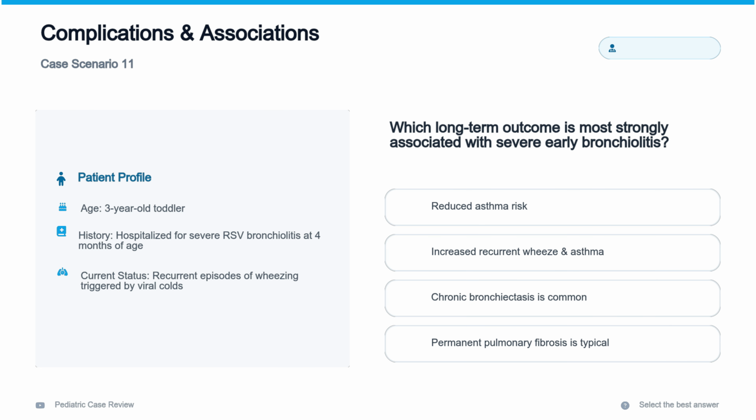Case Scenario 11. A toddler with prior respiratory syncytial virus bronchiolitis now experiences recurrent wheezing episodes. What is a known long-term association? Option A, reduced asthma risk. Option B, increased recurrent wheeze and asthma in childhood. Option C, chronic bronchiectasis is common. Option D, permanent pulmonary fibrosis is typical.